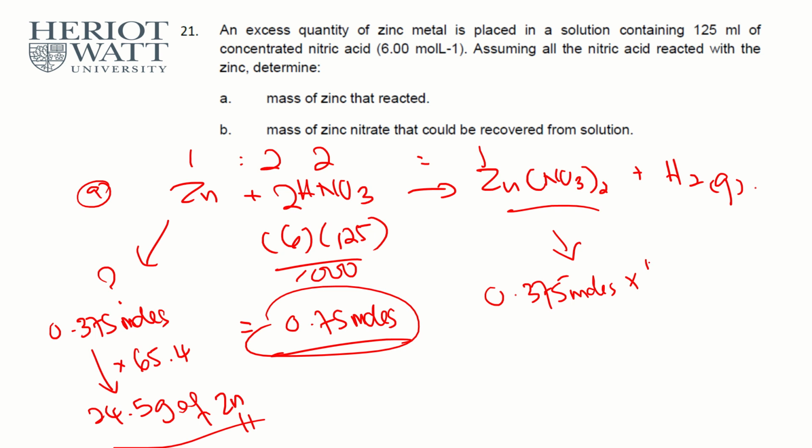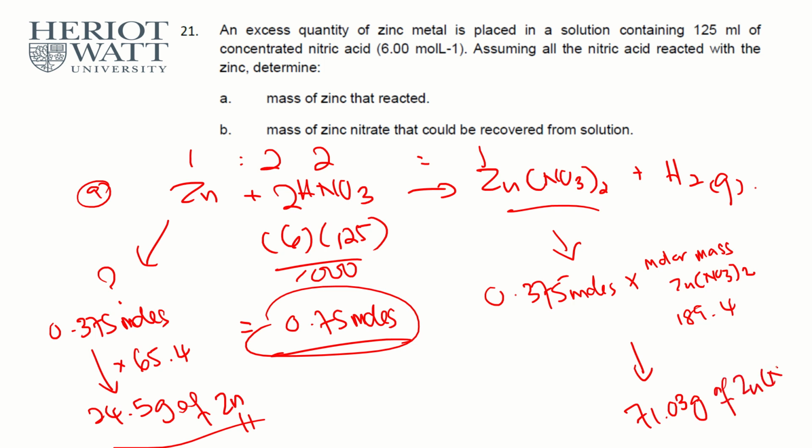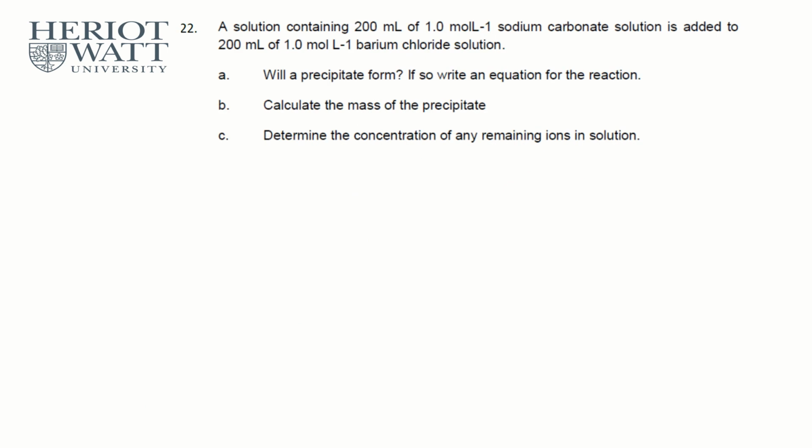Okay, so the molar mass of zinc nitrate I've calculated here is 189.4. So in the end you're getting 71.03 grams of zinc nitrate that can be recovered from the solution. So 71.03 is the answer for B. Okay, so that's part B. So we solved A and B here. Moving on, last question, 22.